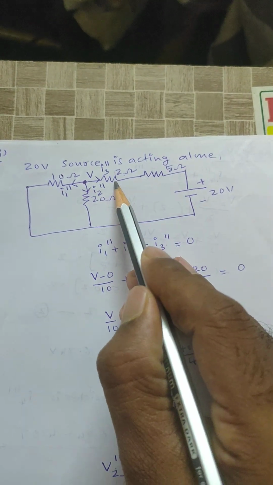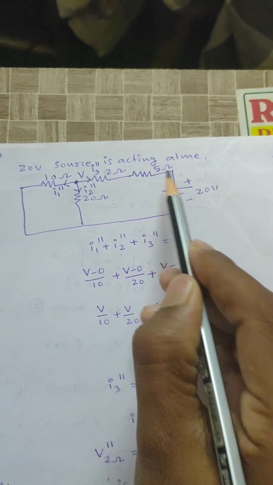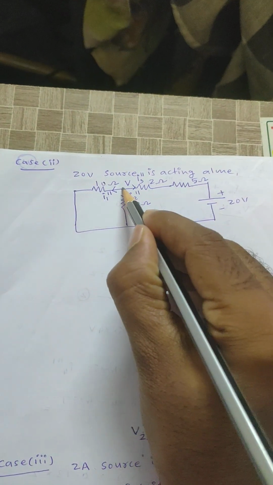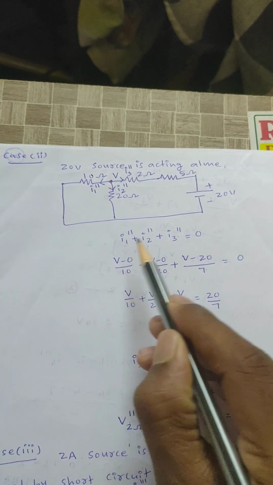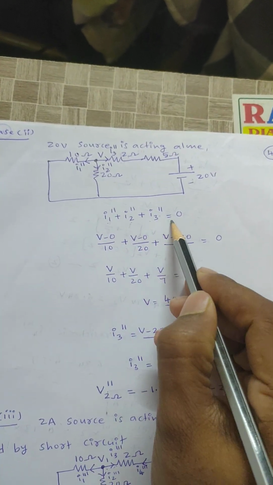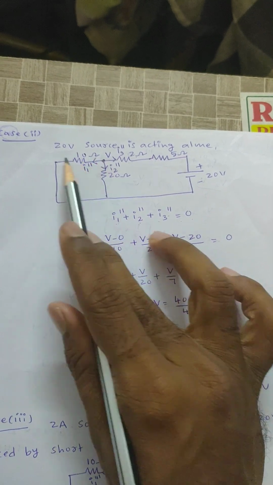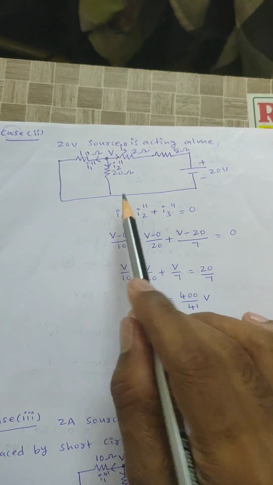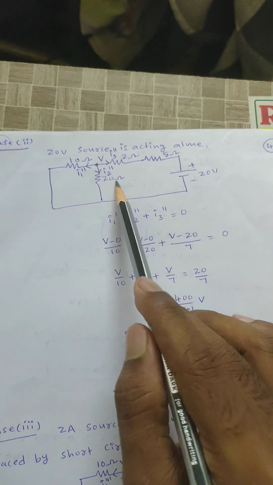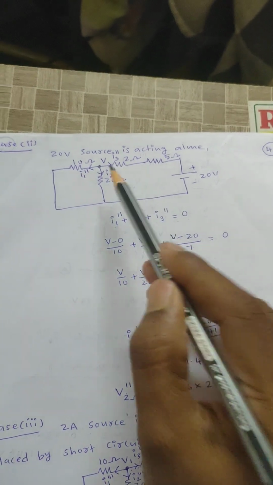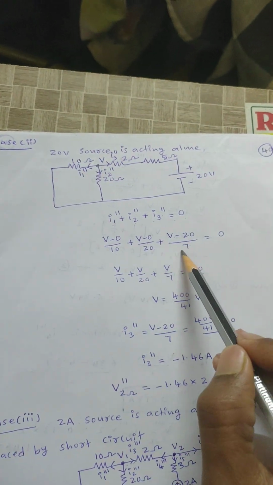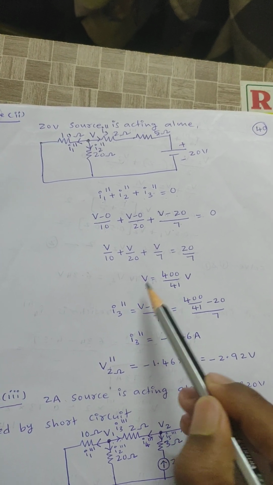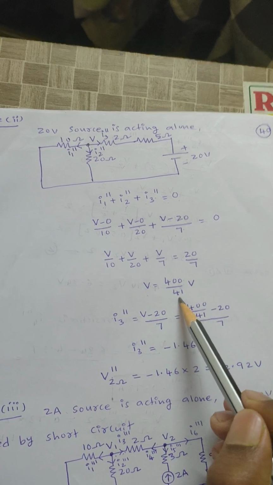Then the equivalent circuit will be like this: 2 ohm and 5 ohm connected in series with a battery voltage of 20 volts. Again apply KCL at this junction V. I1 double dash plus I2 double dash plus I3 double dash is equal to 0. I1 double dash equals (V minus 0) by 10. I2 double dash is equal to (V minus 0) by 20. I3 double dash is equal to (V minus 20) by (2 plus 5), that is 7, right? If I simplify this equation, I will get the node voltage V equal to 400 by 41 volts.